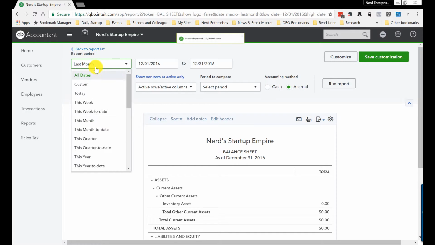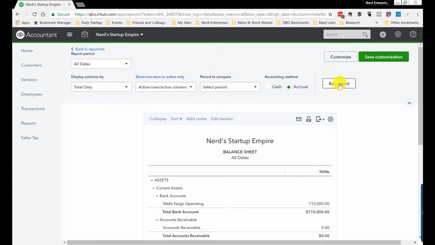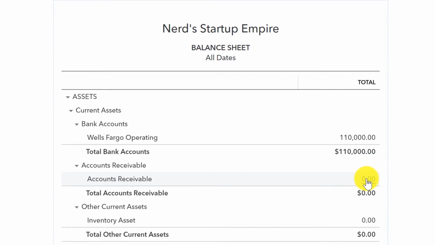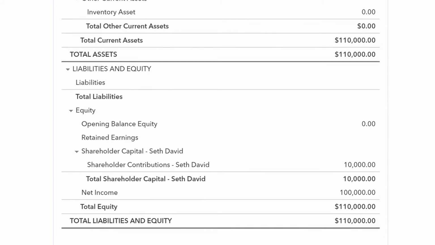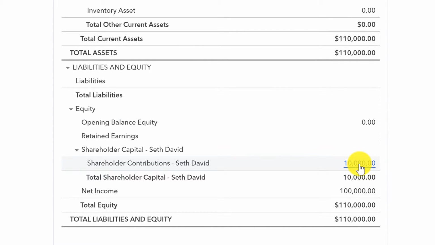And it keeps resetting my balance sheet to last month. Let's run that. Now look what happened. We've basically converted an asset from accounts receivable to cash, right? So we took what's generally considered to be a fairly liquid asset and made it into the most liquid asset. We converted receivables to cash. Total assets doesn't change, still 110,000, because we just moved money around the balance sheet essentially. Down below, we now have the same 10,000 we contributed, the same 100,000 we earned in net income, the same total equity, 110,000. Everything balances.